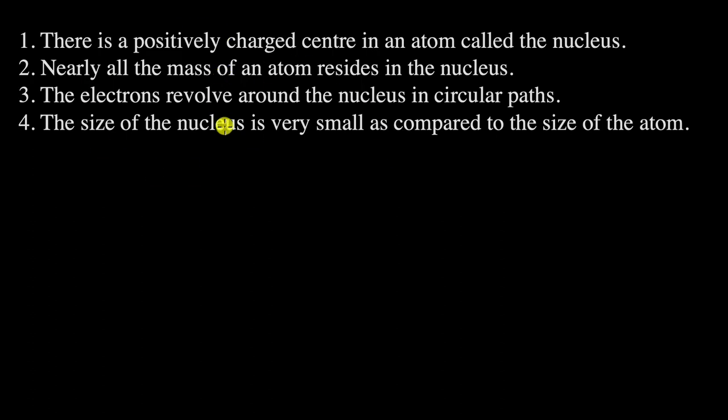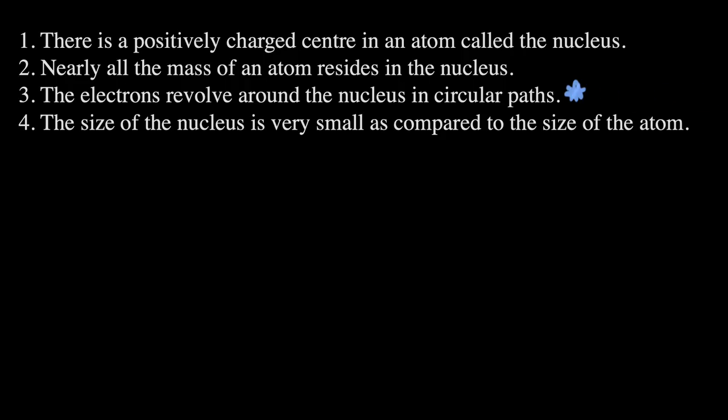These were the 4 features that Rutherford put forward in his model. You can pause the video to go through each of them. Alright, the first, second and fourth features hold very true, but the third feature was a little problematic. This one right here was a little problematic. It said that electrons revolve around the nucleus in circular paths.